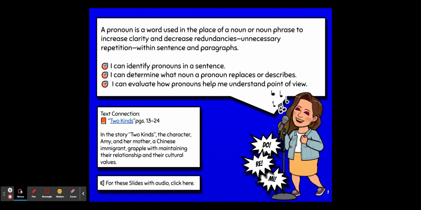Our learning targets are: I can identify pronouns in a sentence. I can determine what a noun and pronoun replaces or describes. And finally, I can evaluate how pronouns help me understand point of view. For a text connection, check out Two Kinds in our story from our workbook.